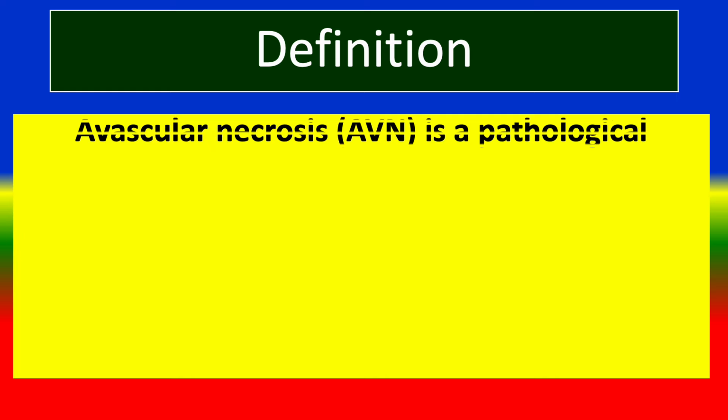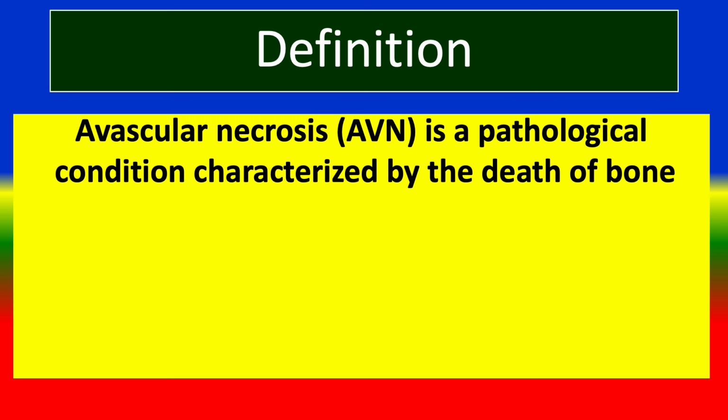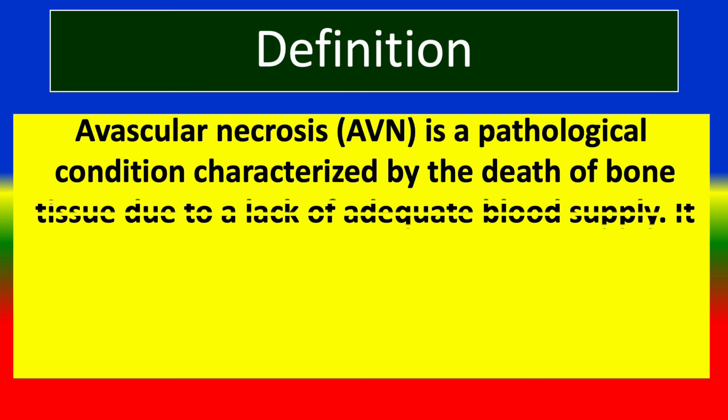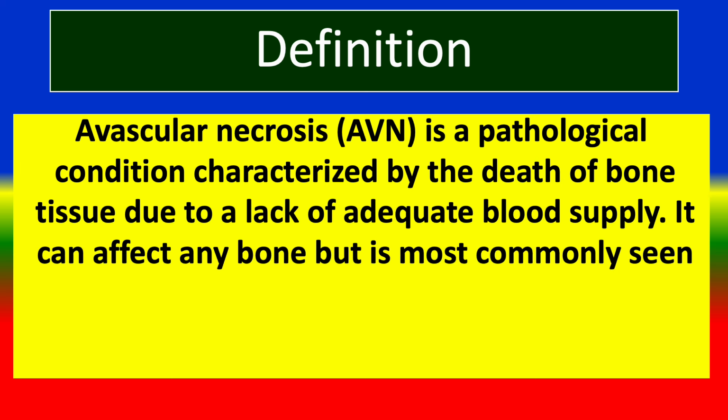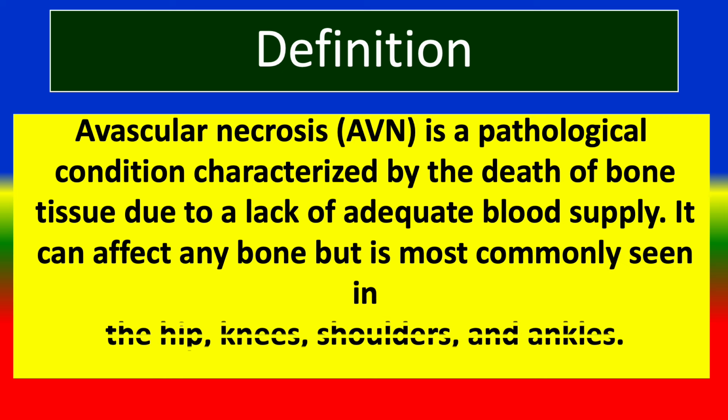Definition. Avascular necrosis is a pathological condition characterized by the death of bone tissue due to lack of adequate blood supply. It can affect any bone, but is most commonly seen in the hip, knees, shoulders and ankles.